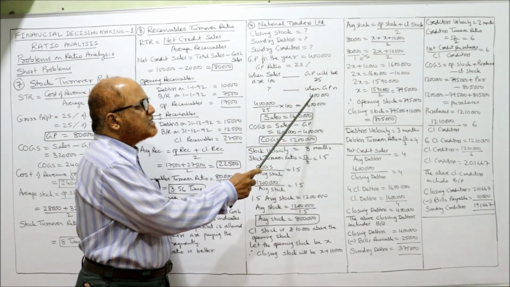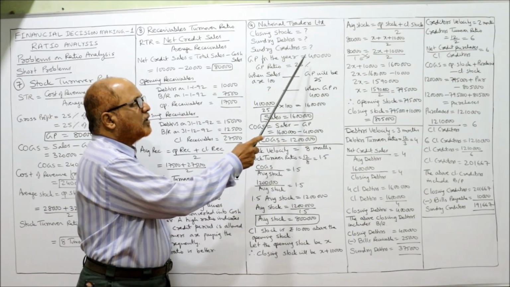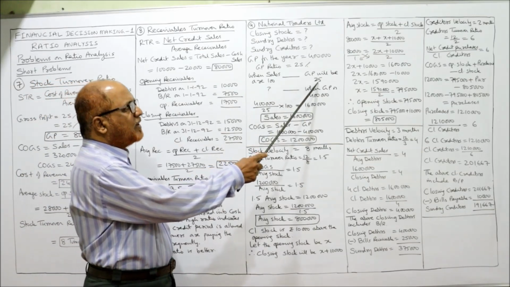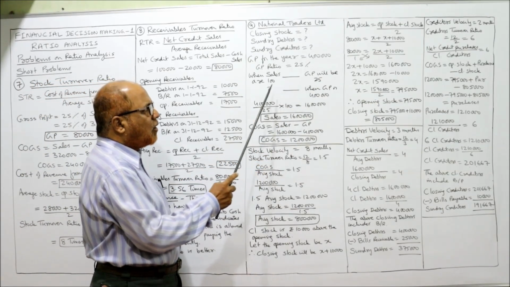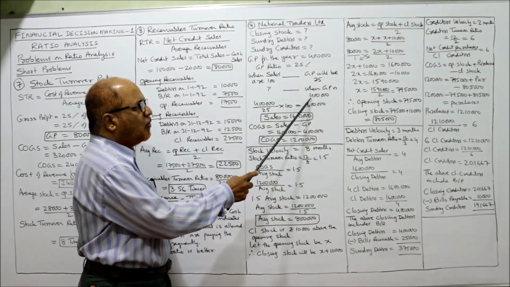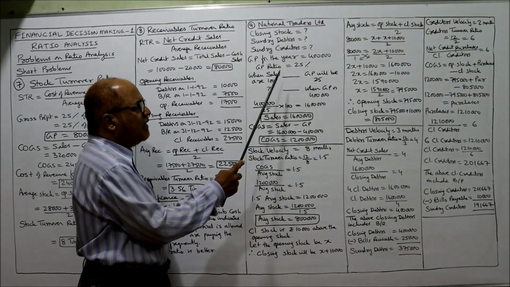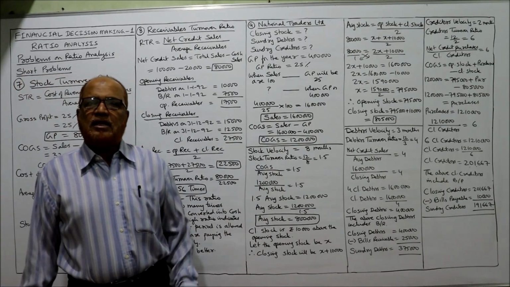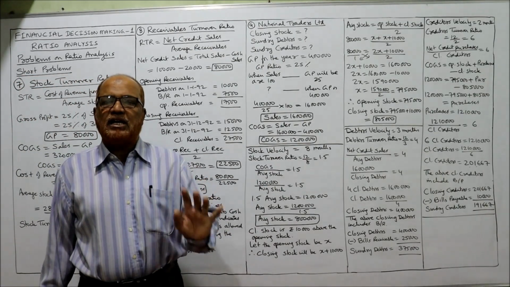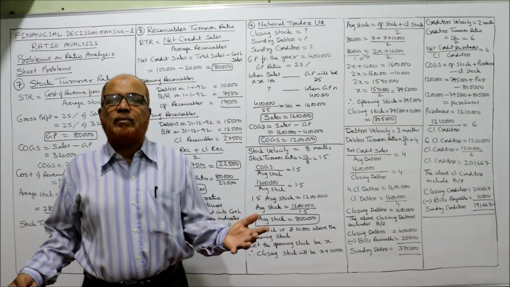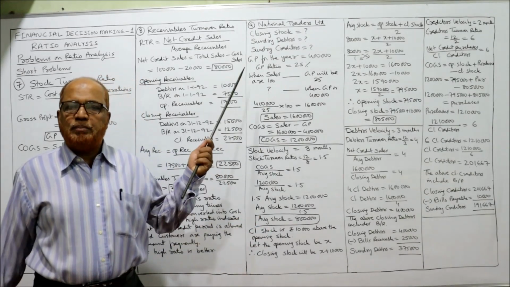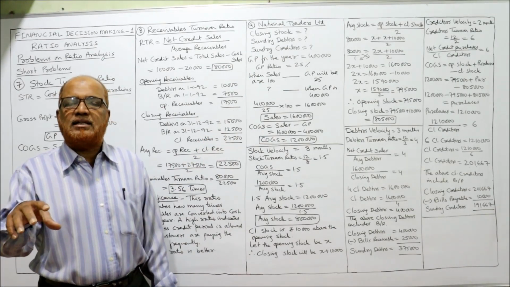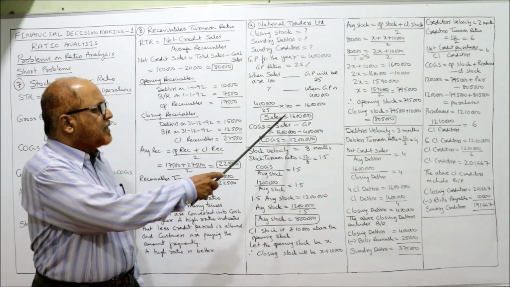Actual gross profit for the year is 4 lakh. So for 100 rupees of sales, 25 GP. When GP is 4 lakh, how much would the sales be? So 4 lakh divided by 25 into 100, you will get 16 lakhs. That means sales for the year is 16 lakh. That is not given in the problem. By using the gross profit ratio and the gross profit, we have calculated that the sales will be 16 lakh.